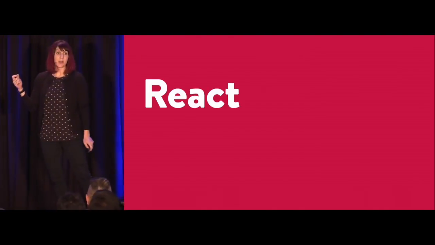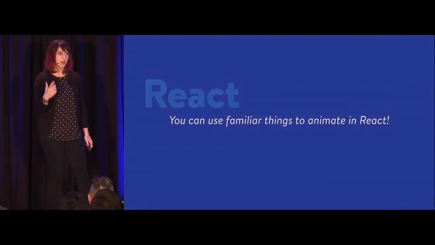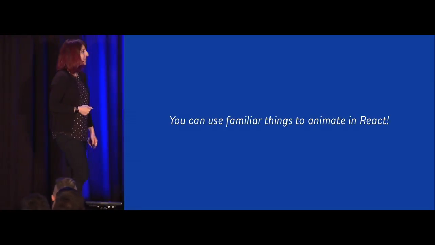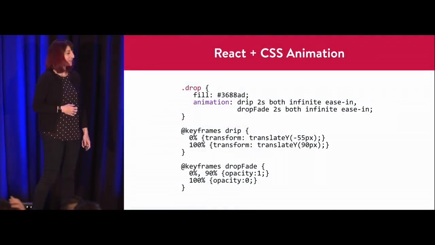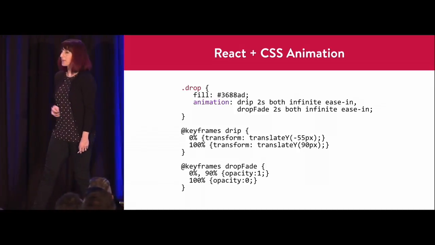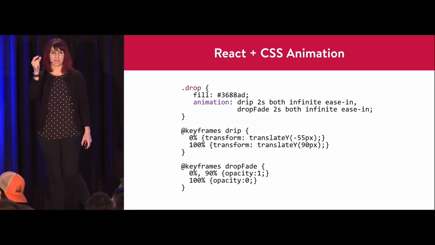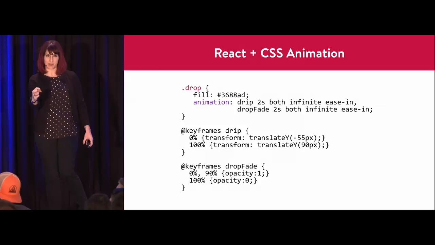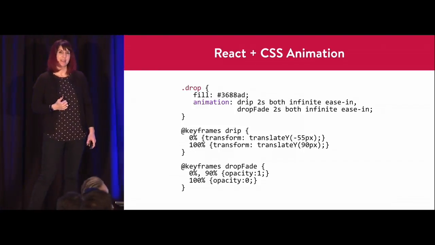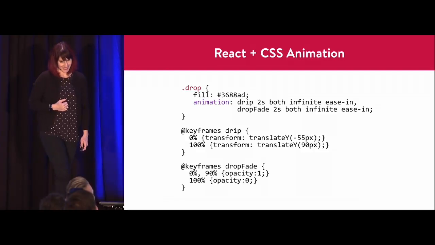And the first is that you can use the things you use on not React on React. So we can use familiar things. For example, if you had some CSS like this, which is some CSS that looks for a thing with a class of drop, and then it applies two animations to it to make it fall down like a raindrop and then fade out at the bottom. It's for raindrops. That's why it's for the class of drop. My naming conventions are amazing, I know.